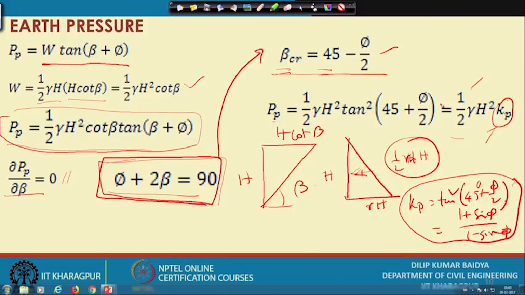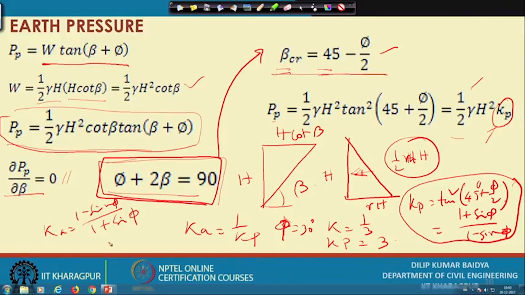Now, what is the relationship between Ka and Kp? Ka will be equal to 1 by Kp. So, if a soil has phi equal to 30 degrees, then Ka is 1 by 3 and Kp will be 3. If the phi of a soil is 30 degrees, then putting Ka equal to 1 minus sin phi by 1 plus sin phi gives Ka equal to 1 by 3, or 0.333, and if I find out the Kp value, it becomes 3 times, that means the inverse of that. So from the coefficients of earth pressure, active and passive, you can see that Kp is a very large value. So, earth pressure at passive condition will be very high. Okay.